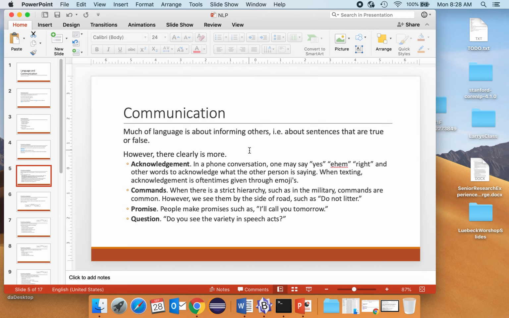Well, there are commands, right? So if there's a strict hierarchy, think about the military, and if there's a wartime situation, well, commands are very common. But there are commands everywhere. We see them by the side of the road. Do not litter. Go 50 miles an hour, not faster, or about 50 miles an hour. There are promises. Maybe you'll have a team meeting or something like this, and it says, hey, I'll call you tomorrow, I'll text you tomorrow. Questions, of course, right? Do you see the variety in speech acts? Things like that. So many things.